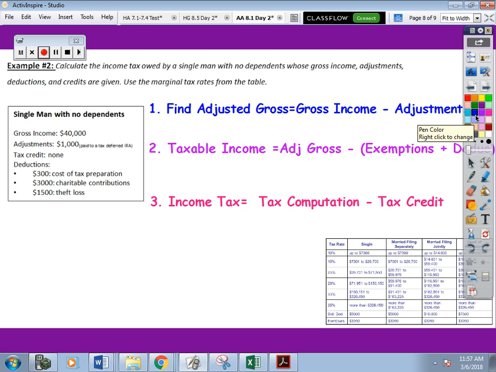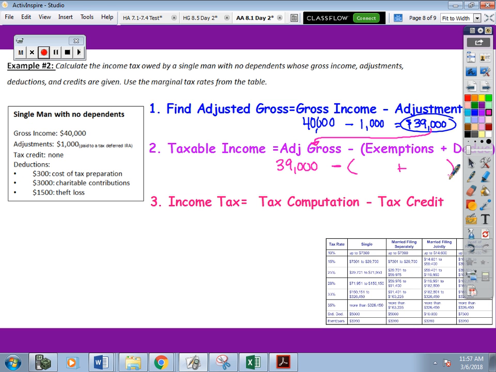All right, so example 2. Single man, no dependents. So same column we were looking at. First step is to take your gross income, $40,000, minus your adjustments, which is $1,000. We can at least handle this part, I hope. $39,000. Now take the $39,000, make sure you don't go back to your original. $39,000 is your adjusted gross, minus our exemptions and our deductions.